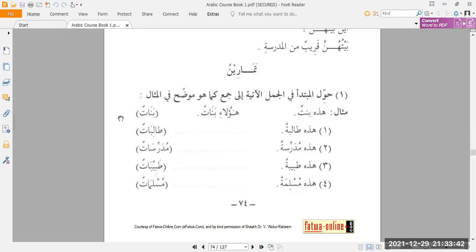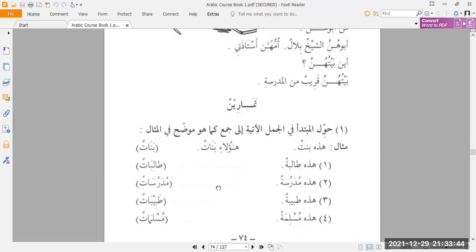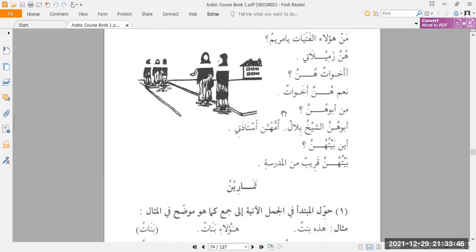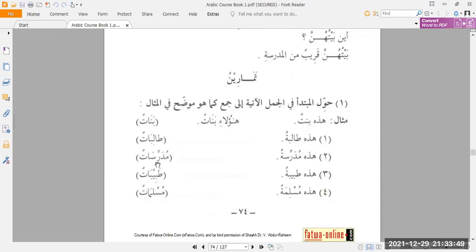So bintun, banatun. What I was going to mention here, looking at the plural forms, it's better to look at it in this way here. That's why I left it until now. So before we go any further, let me just point out the female plural pattern. So bintun, banatun. What is changing here? How is bintun changing? The noon is separating from the ta and an alif is coming in. Banatun, bintun.